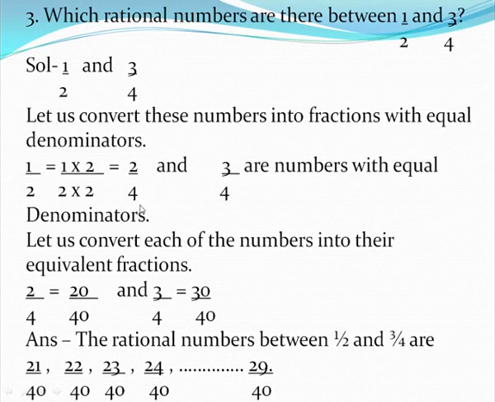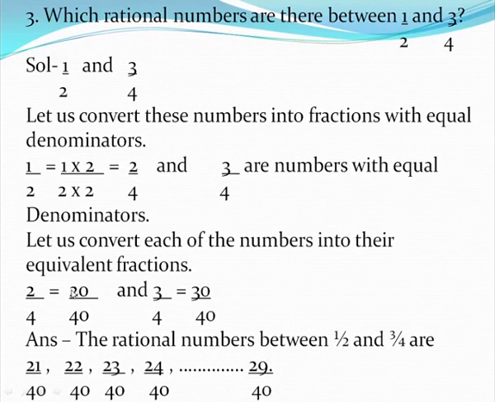Now let us see 2 upon 4. 2 upon 4 is equivalent to 20 upon 40. That is, if we multiply both numerator and denominator by 10, we will get 20 upon 40. So, 20 upon 40 is an equivalent fraction of 1 upon 2. Also, if you multiply 3 and 4 both by 10, you will get 30 upon 40. Now 30 upon 40 is a fraction equivalent to 3 upon 4. So if we write the rational numbers between 20 upon 40 and 30 upon 40, those will be the rational numbers between 1 upon 2 and 3 upon 4.